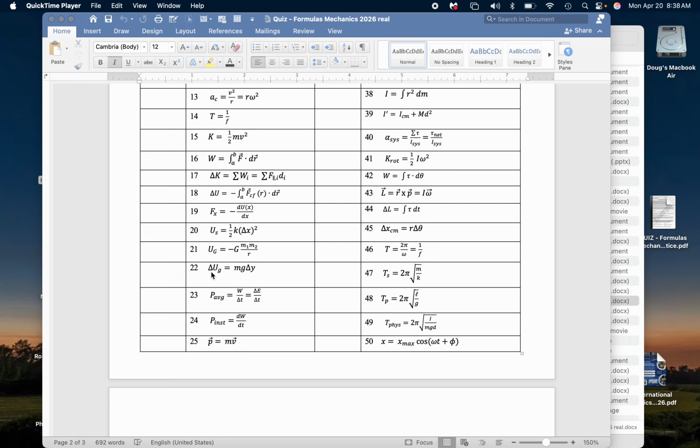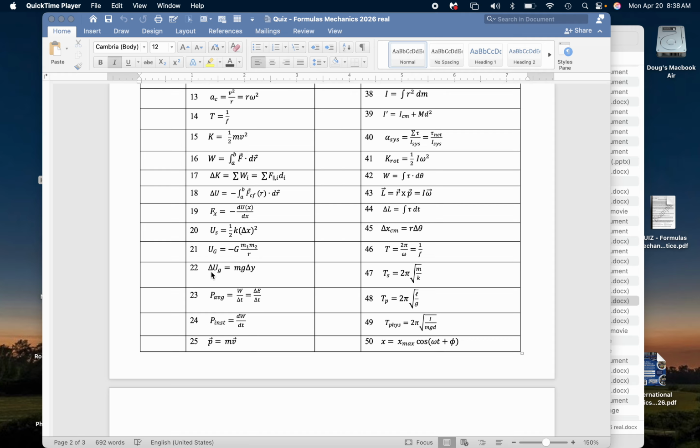23 and 24, kind of similar to each other. Power, which is joules per second, otherwise known as watts, is equal to change in energy over change in time. That's an average. So if you basically take final energy minus initial energy over final time minus initial time, you get the average power. To find an instantaneous power, that's formula 24, that would be where you would look at the slope at any instant of a work versus time graph or a change in energy versus time graph.